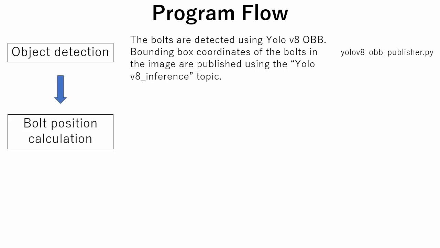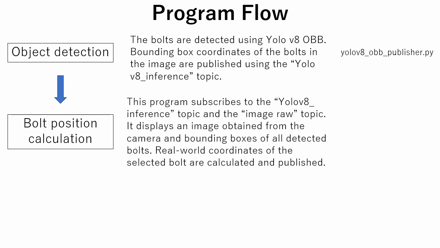Next, position and angle of the bolt selected by the user is calculated. This program subscribes to the YOLOv8 inference topic and the image raw topic. It displays an image obtained from the camera and bounding boxes of all detected bolts. Real-world coordinates of the selected bolt are calculated and published using the target point topic. This is done in the bolt selector script.